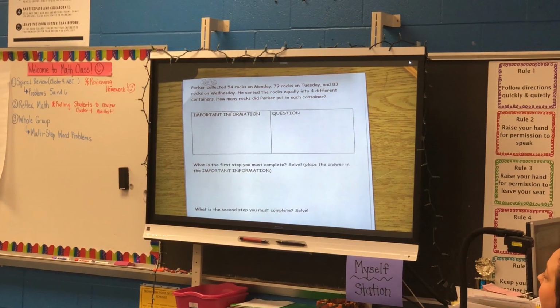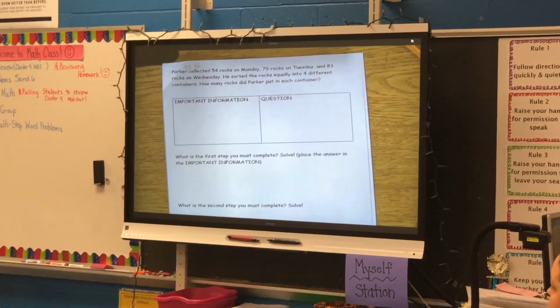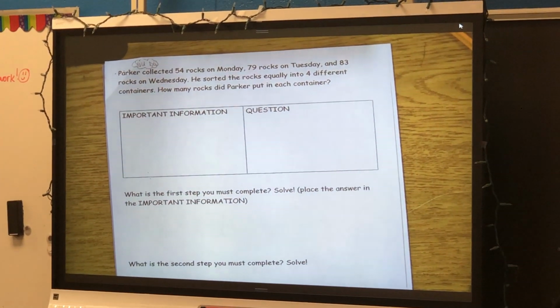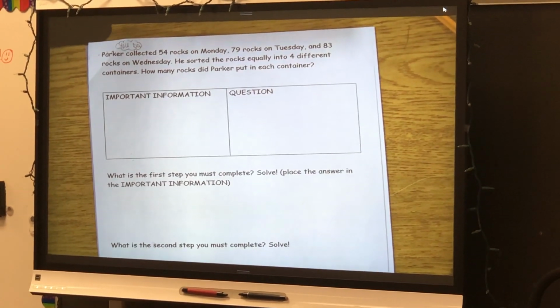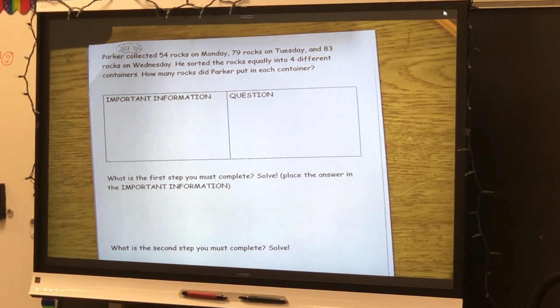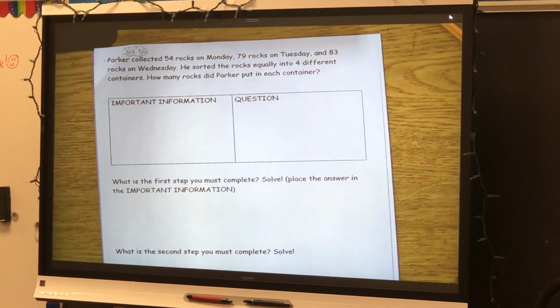Parker collected 54 rocks on Monday, 79 rocks on Tuesday, and 83 rocks on Wednesday. He sorted the rocks equally into 4 different containers. How many rocks did Parker put in each container?